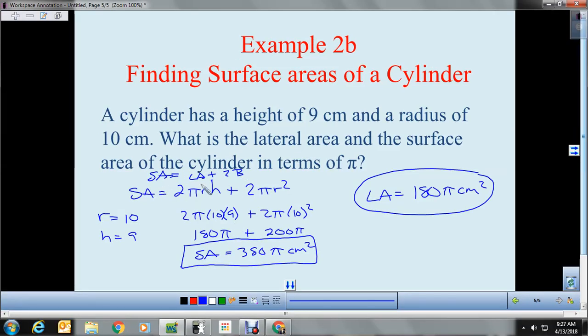All right, so our surface area is equal to the lateral area plus 2 times the area of the base. Lateral area is the 2 pi r h plus 2 pi r squared. Now, we have a radius of 10, height of 9. 9 times 10 is 90, times 2 is 180. So that means the lateral area is 180 pi centimeters squared. Then, plug in our radius squared, which 10 squared is 100. 100 times 2 is 200, so we get 200 pi. 180 pi plus 200 pi gives us 380 pi centimeters squared.